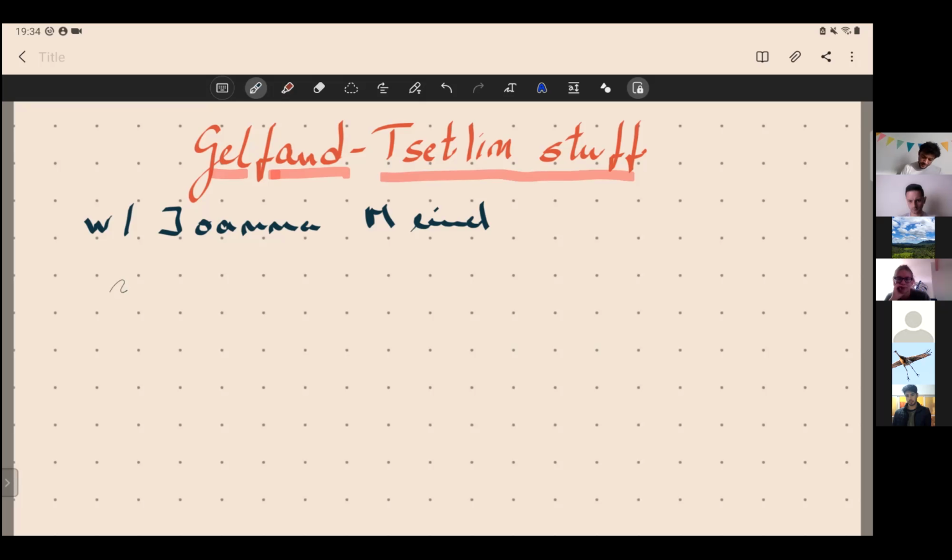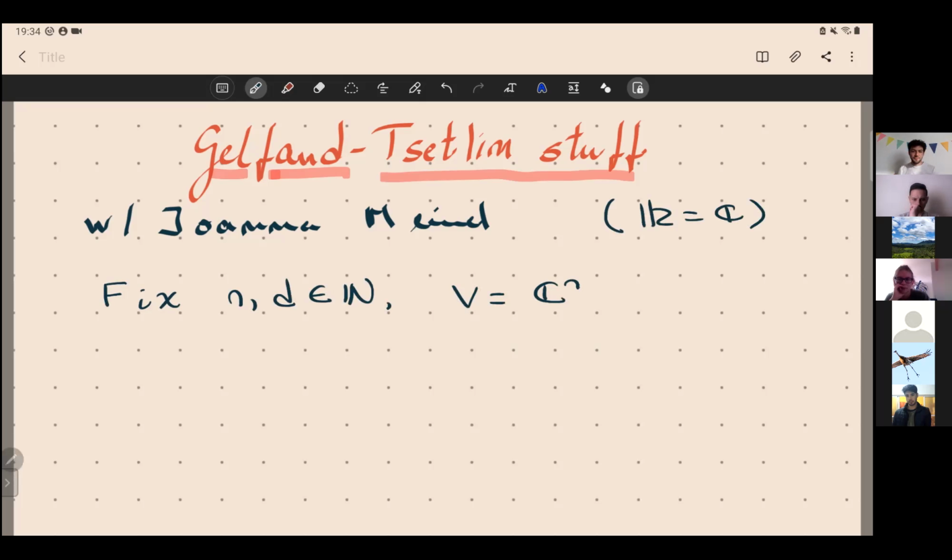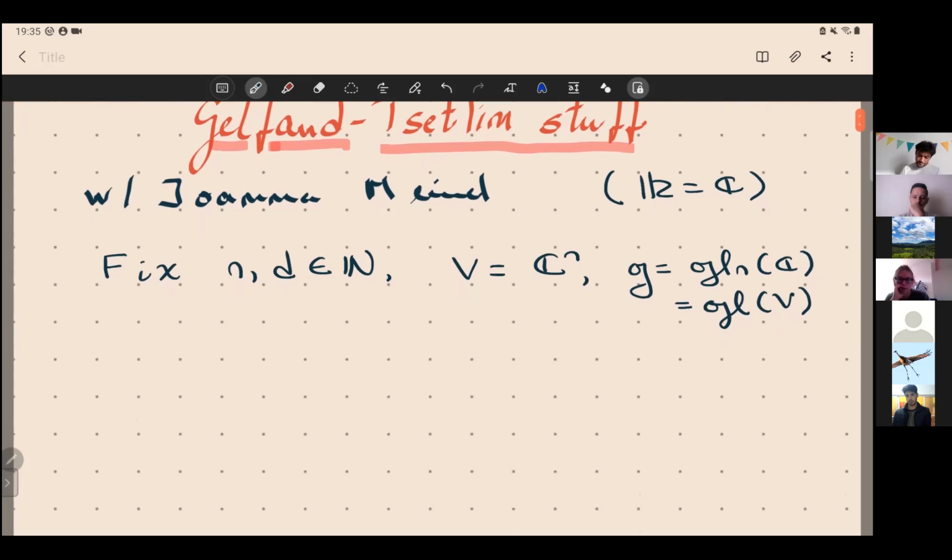So I want to start by fixing two positive integers. A vector space which is going to be C to the n. All this talk is going to happen over C. All complex vector spaces and everything is going to be over C. And I am going to call G the Lie algebra GLN, which is of course the Lie algebra of the vector space V. V has a canonical basis, which I will denote as usual by E1, E2, ..., En. This is just the usual canonical basis.